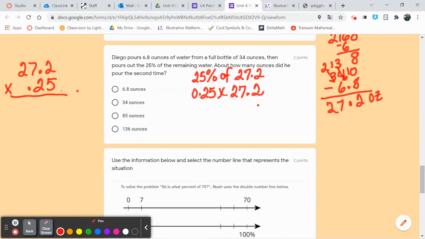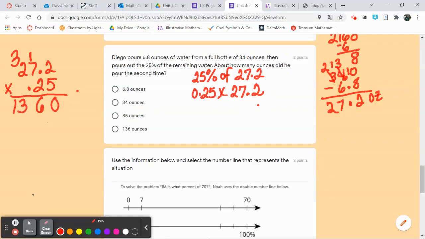So we're going to get started here. We've got 5 times 2, 10. Carry the 1. 5 times 7 is 35, plus 1 more is 36. So we put our 6, carry our 3. Next, 5 times 2 is 10, plus 3 more is 13.